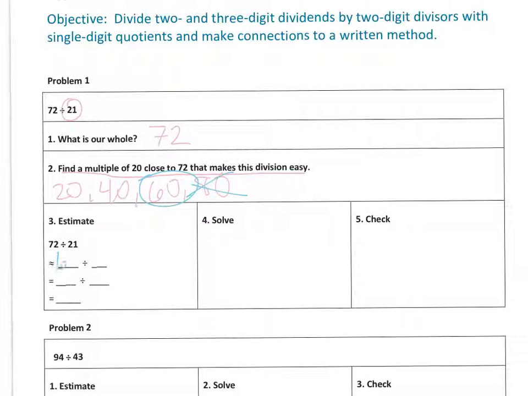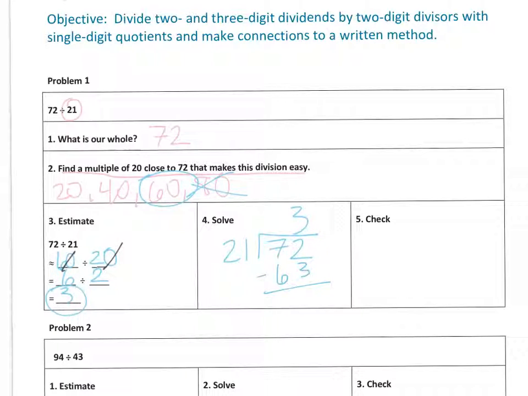So we'll say 60 divided by 20, which is really 6 divided by 2, and we know that equals 3. So that's our estimate. So we know we're going to be somewhere in the neighborhood of 3. So now we're going to solve. 21 goes into 72 3 times. That's our divide. Now we're going to multiply 21 times 3, which is going to be 63.